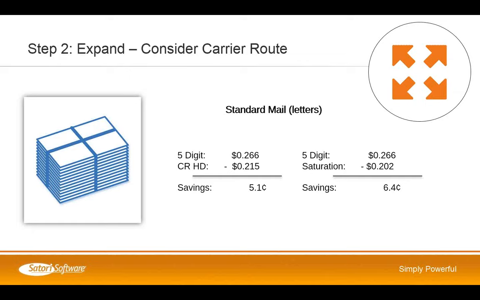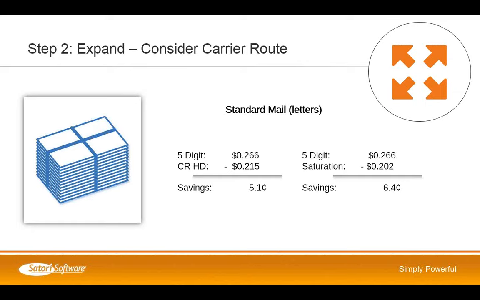If you have 300 pieces per route, you can qualify for high density plus, which is a little bit better savings. Or if you have either 75% of the whole route, or 90% of all the residences in an area, you can qualify for saturation rates, which is a savings of 6.4 cents per piece. Whoa. So you take that, multiply it by the number of pieces on your list. Fast. That's a big discount. That is a huge discount. So that's real money in your pocket.